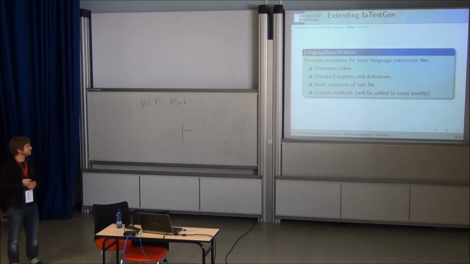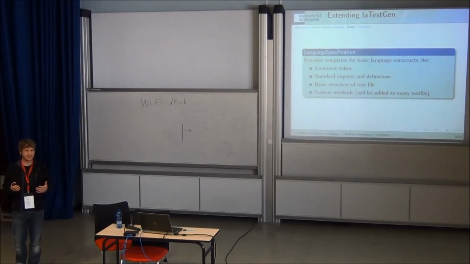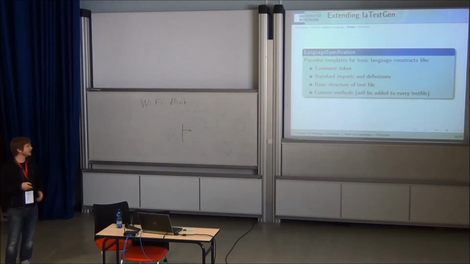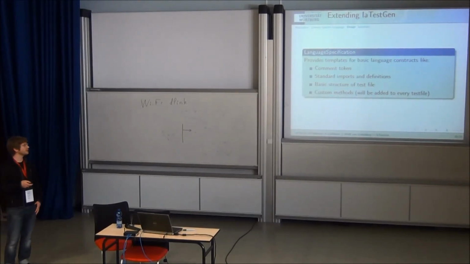Okay, this is just more detail on that. So if I have to introduce a new language, I need the comment token, standard imports and definitions, like include statements and stuff. I have to provide the basic structure of the test file, just a function or even a whole class in another case. And then I can also give custom methods that will always be generated alongside the generated code.